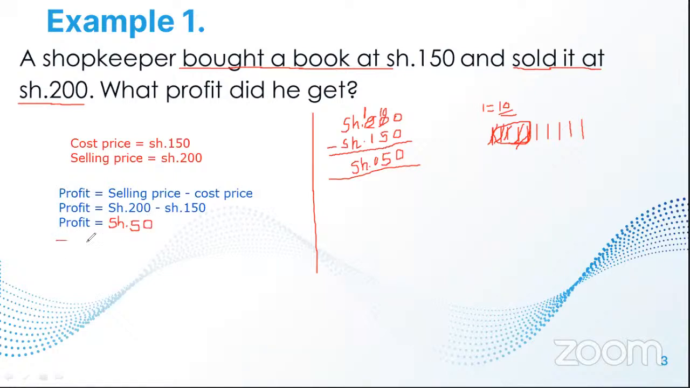That is the profit that you have made. After buying your book for 150 shilling, you sold it at 200. So at least you got 50 shilling extra money from your book. So that is how we calculate profit, members. That's how we calculate profit. I hope you have been following what I have been doing. That is how we calculate profit.